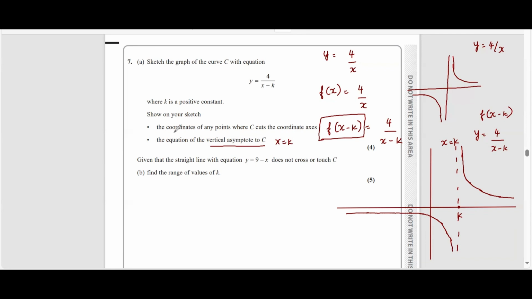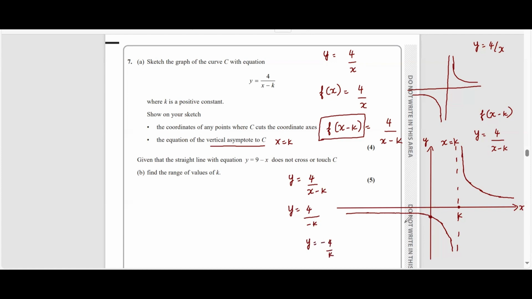Now, we need to find all the coordinates where the curve cuts the coordinate axes, basically the x or y axis. Here I can see that the curve is cutting the y-axis at this point. So we know the equation is y equals 4 over x minus k. To find a point on the y-axis, we substitute x with 0. So y equals 4 over 0 minus k, which is 4 over minus k, or we can write y equals minus 4 by k.